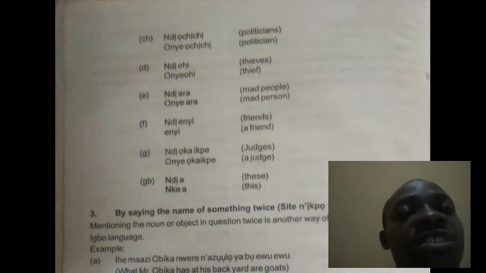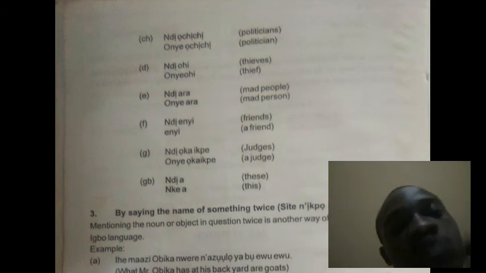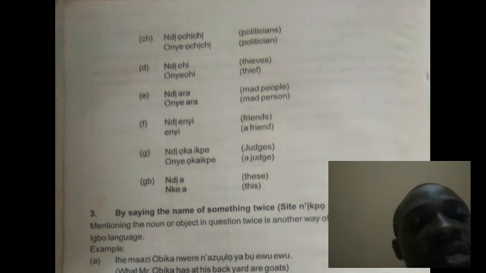We have ndị ara, which means mad people. We have another one, which is onye ara, mad person. Alright, we have ndị enyi, which means friends, plural. Have enyi, which means a friend, singular. We have ndị ọkaikpe, which means judges, plural. We have onye ọkaikpe, which means a judge, singular.